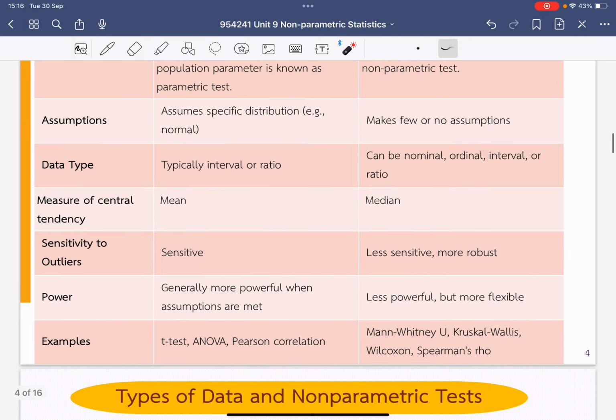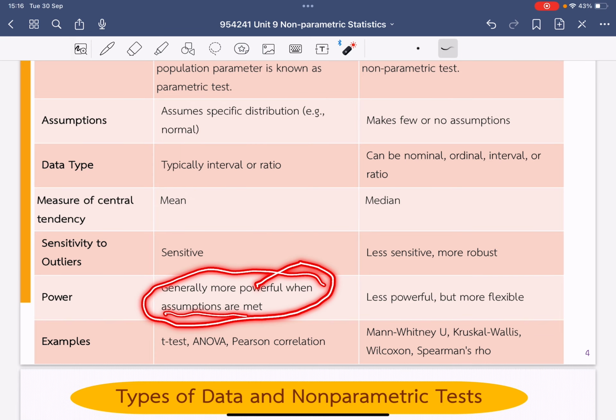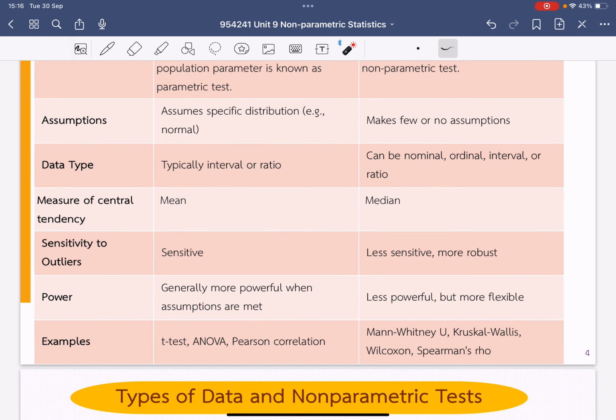And parametric methods are usually more powerful when the assumptions for parametric methods are met. If we can use parametric methods, then it's really good. It's more powerful and more reliable. But if we cannot use them, then we have to use non-parametric methods. It is acceptable, even though it's less powerful, because we get the flexibility.